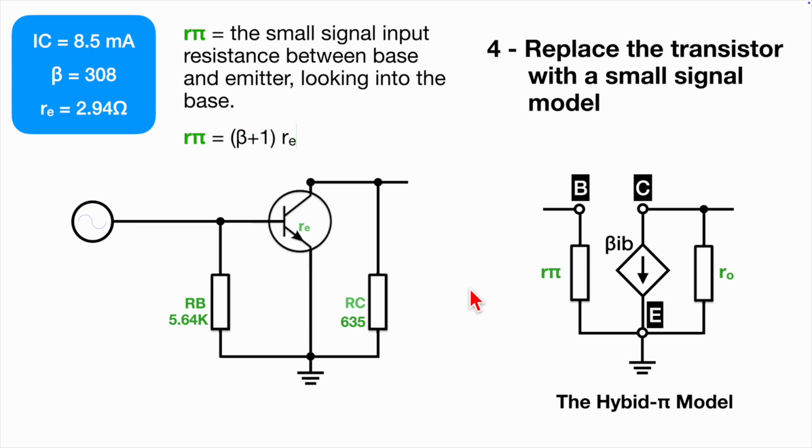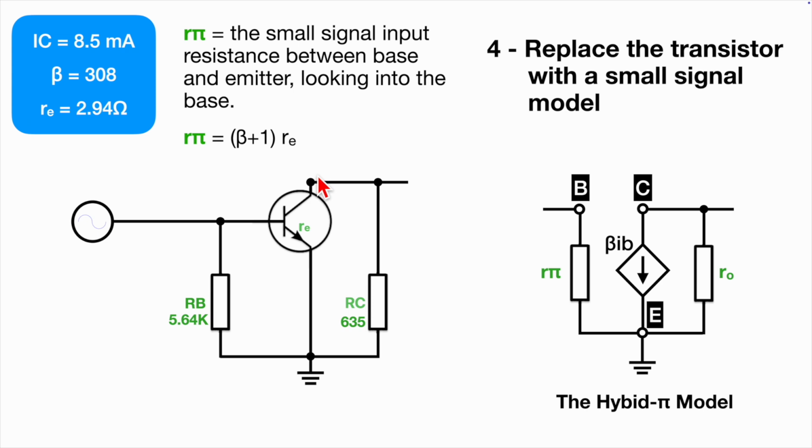How do we calculate that? Well, the way we calculate it is it features this R sub E, or little re, whatever you want to call it. And so we're looking at what the signal will see looking into the base. It's going to see this intrinsic resistance between the base and the emitter. But because of the amplifying effect of the transistor, we're not just going to see R sub E, we're going to see the amplifying effect of that, beta plus 1. Now, why is it plus 1?